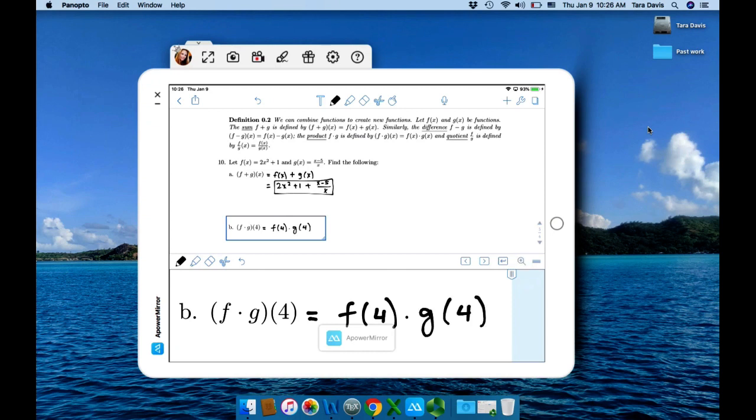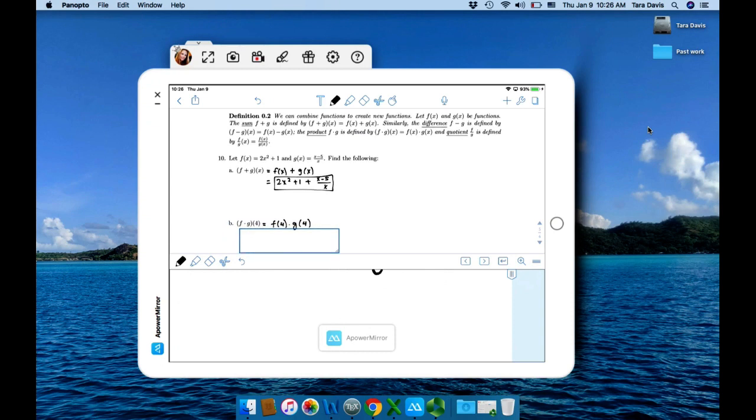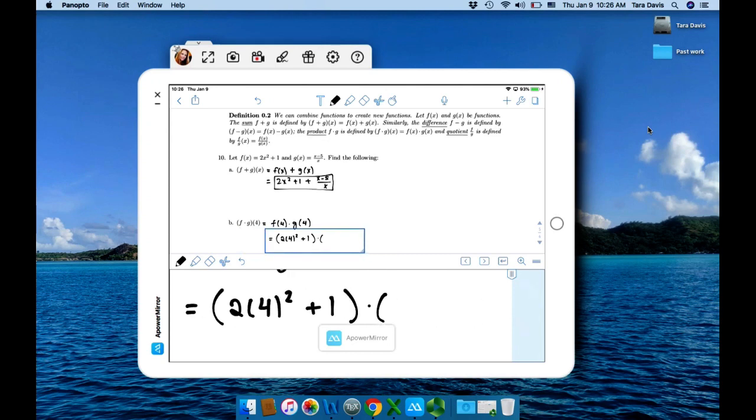And so I know how to find f of 4. I just take the 4 everywhere the x is in the equation for f. So this is f of 4, and I need to multiply it by g of 4. So again, wherever I see the x in the equation for g, I'm going to replace it with a 4. So this will be 4 minus 5 over 4. That's g of 4. And then whatever number this is, I can just simplify it down now.